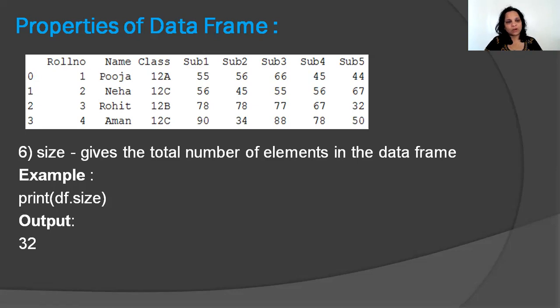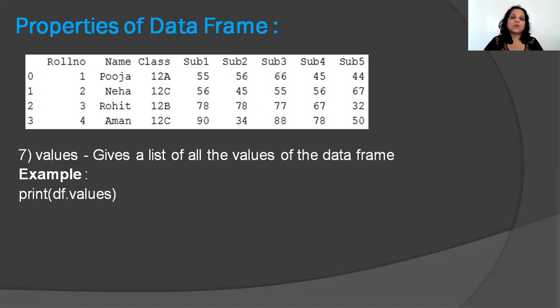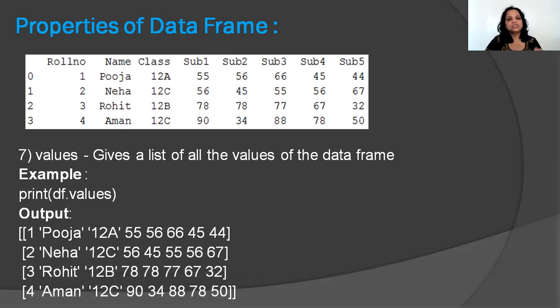But here you need to remember that size will count NaN values as well. Okay, and the last property that we are going to look at is values. Now, what does values mean? Each row in the data frame is a value. So 1, Pooja, 12A, 55, 56, 66, 45, 44 is a value. So it shows you that as one value, and another one, but now the answer here is given as a nested list. Okay, why nested list? Because it's not just one row, no? There are many rows there, and each row comes within a list element. So this is what you are going to be seeing.